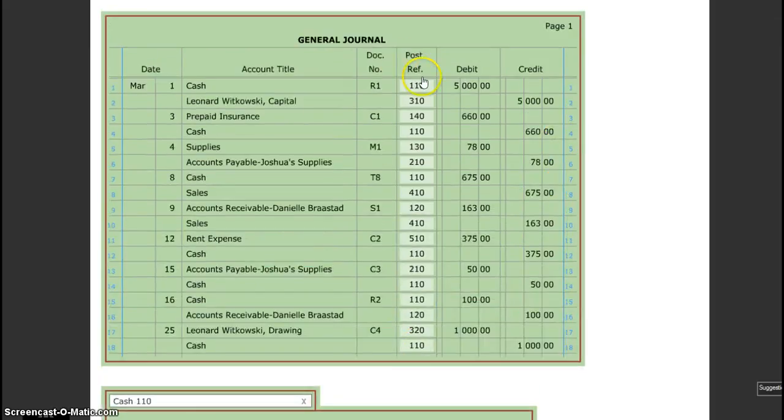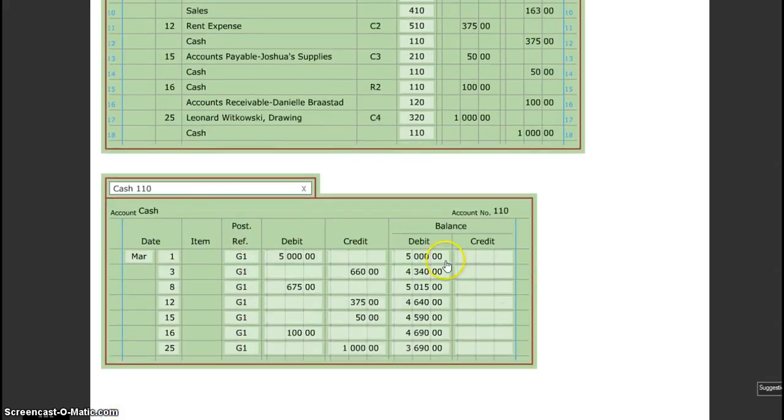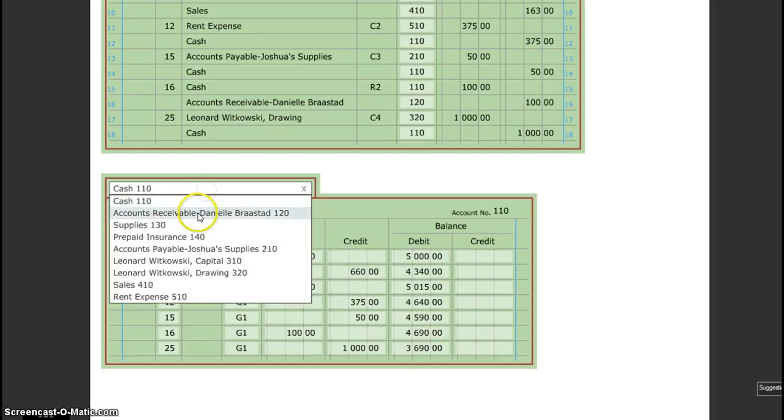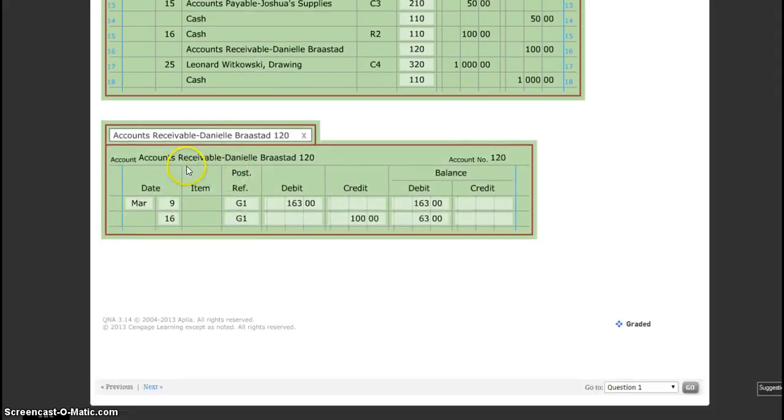If you were just to look up at your general journal, you would have no idea what your balance of cash was just by looking at all these cash transactions. But the reason we post is so you can see individual ledgers and what the balance is at the end of each month. Our accounts receivable, this guy owes us money.